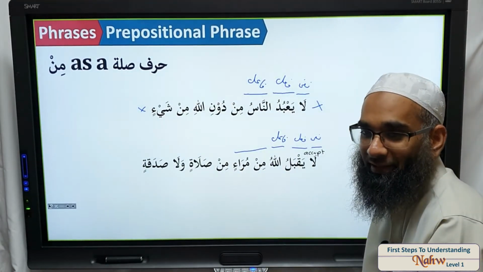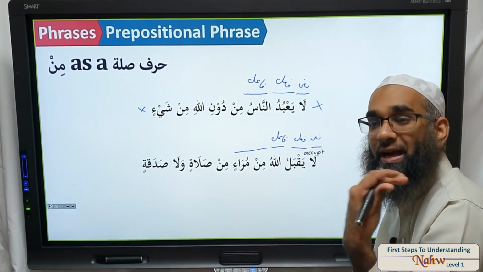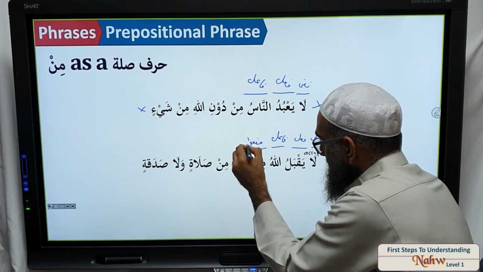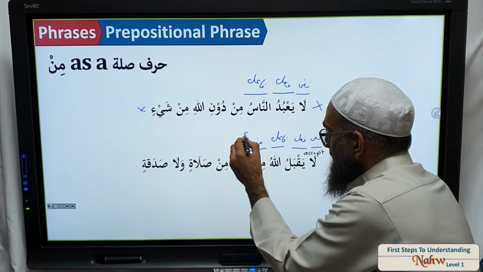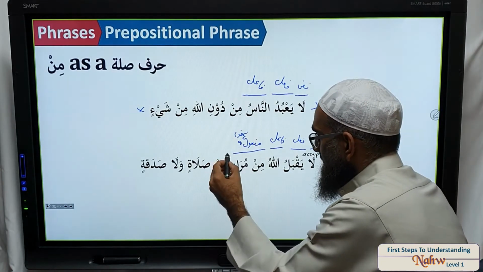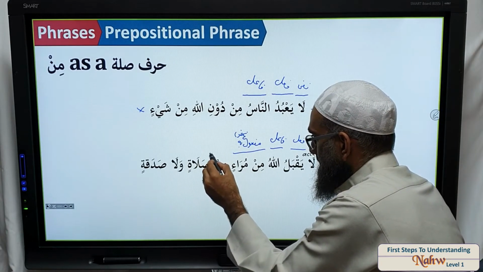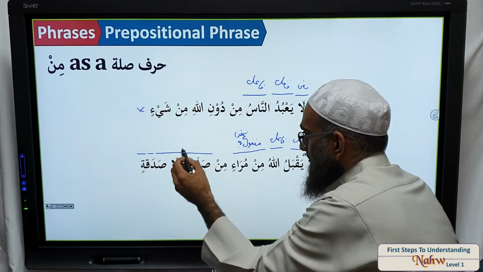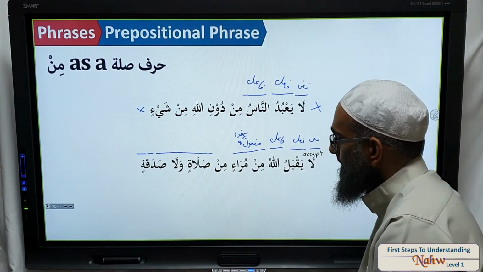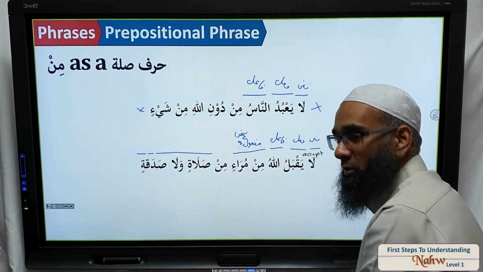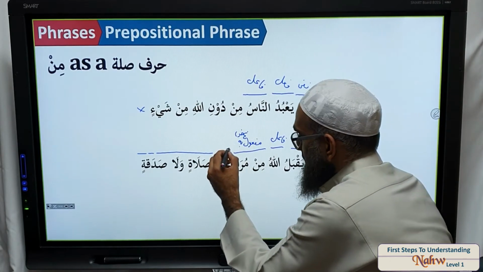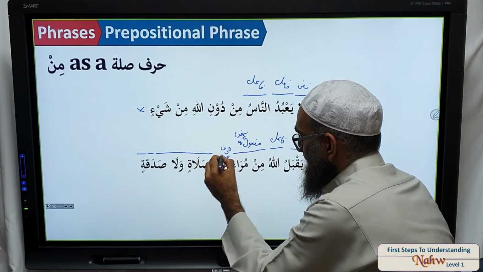This min is not the harfu sila. This min is who he accepts from. So min mura'in becomes maf'ulun bihi. Khayr sarih. But you don't think khayr sarih because min is what? What kind of min is this? Is this a harfun jar min or a harfu sila min? This is harfu sila. Allah does not accept any.